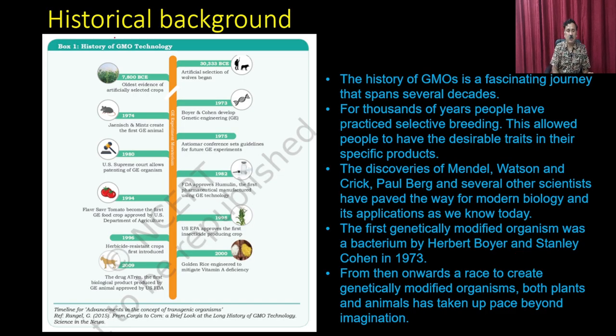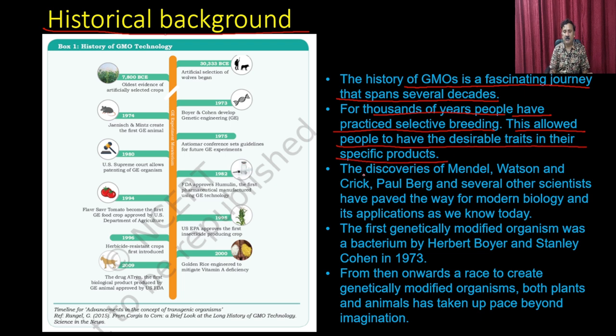So, this is a historical understanding about transgenic organisms. The history of the genetically modified organism is a fascinating discovery that spans several decades. This is what is given in your textbooks. For thousands of years, people have practiced selective breeding. This allows people to have desirable traits in their specific product. The discoveries of Mendel, Watson, Crick, Paul Berg and several other scientists have paved the way for modern biology and its application as we know today.